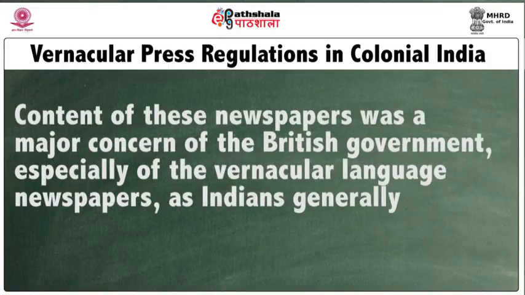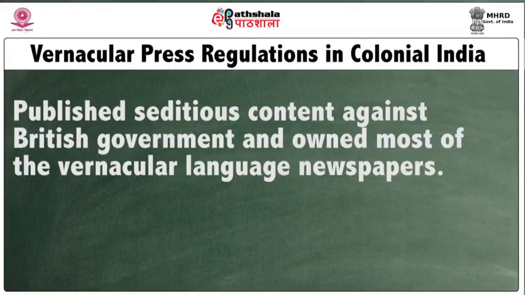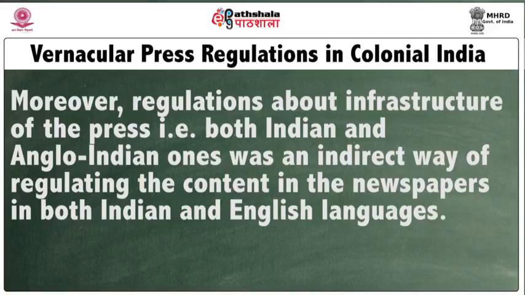Content of these newspapers was a major concern of the British government, especially of the vernacular language newspapers, as Indians generally published seditious content against the British government and owned most of the vernacular language press. Moreover, regulations about infrastructure of the press, that is both Indian and Anglo-Indian, was an indirect way of regulating the content in the newspapers in both the Indian and English languages.